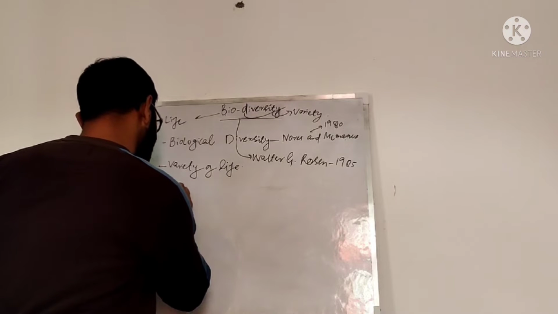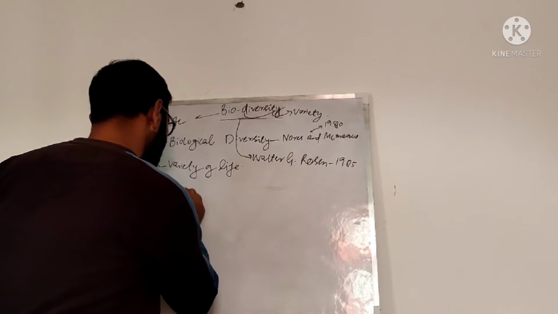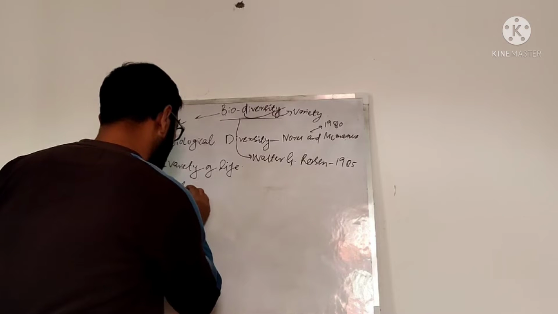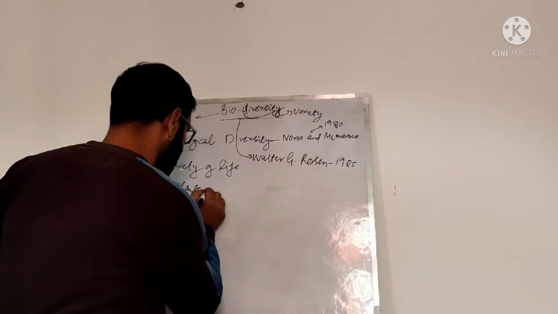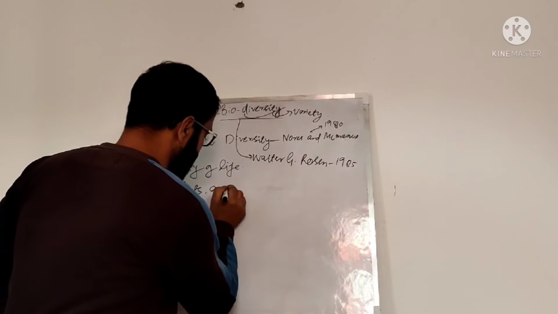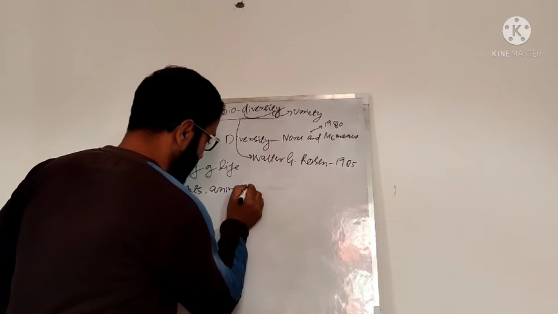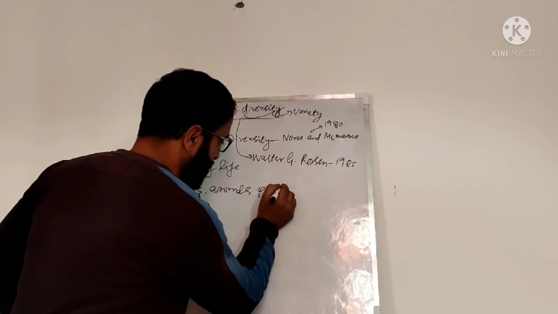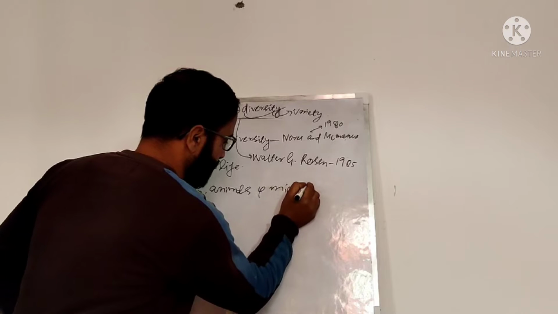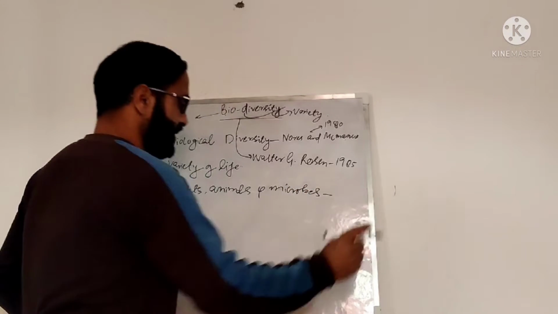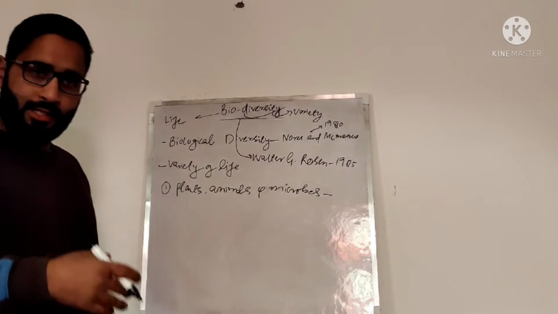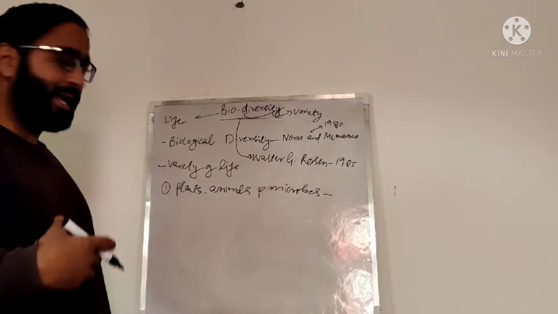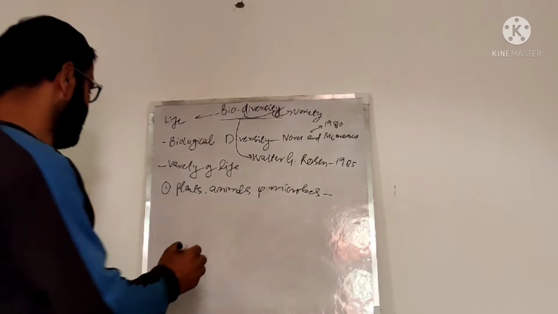So first, biodiversity is all plants, animals and microbes present in a given region. So we can say biodiversity is all plants, animals and microbes present in a given region.